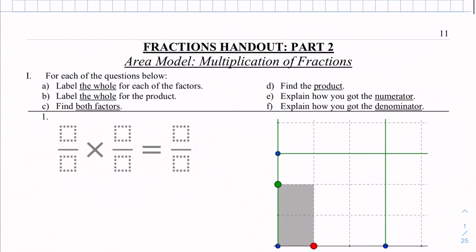Welcome back to multiplying fractions. Now we're going to be looking at a different way to multiply fractions using the area model, the way that we've been building up to for a very long time, from the very beginning of when we were defining unit fractions. So first, we need to remind ourselves about the two things that we're going to be looking at.